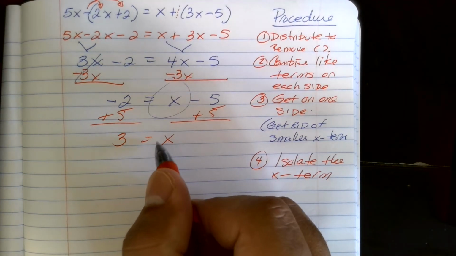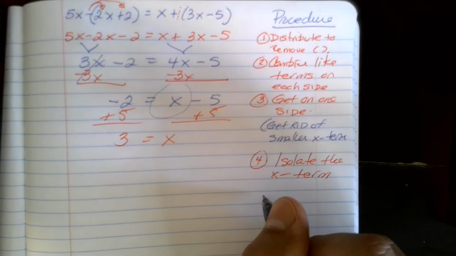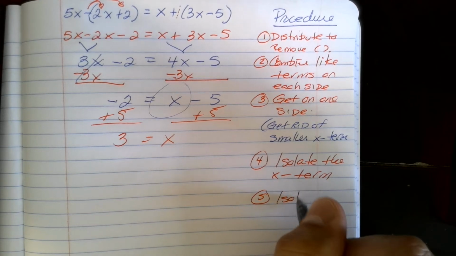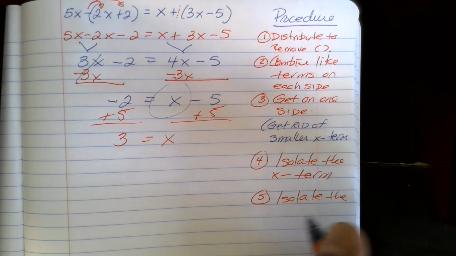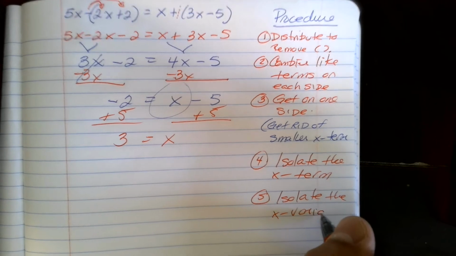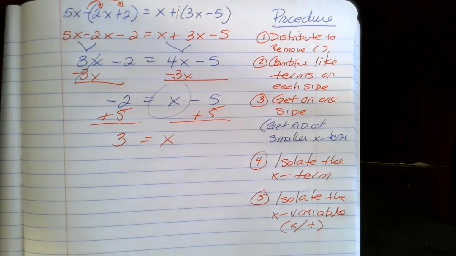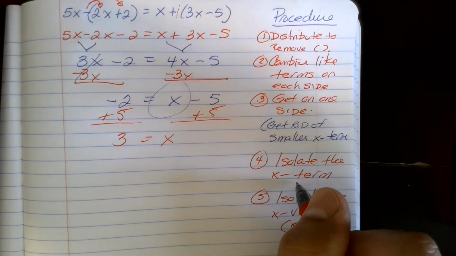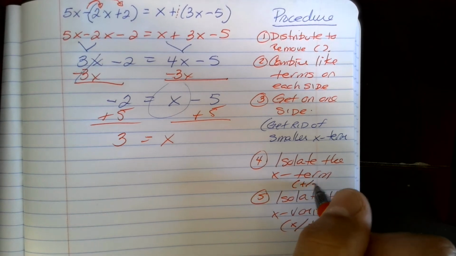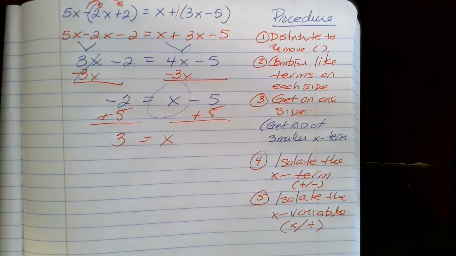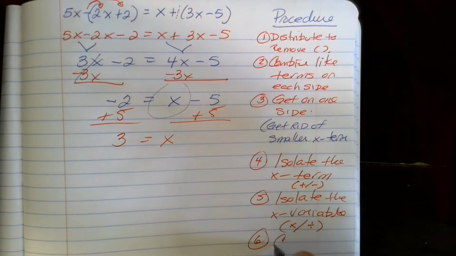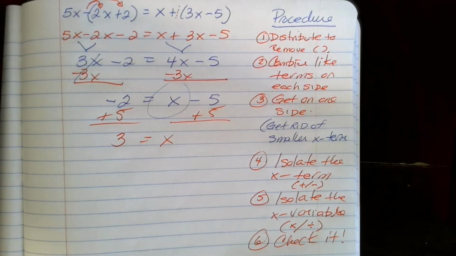If I had a coefficient in front other than 1, I would isolate the x variable, and that's usually by a function of multiplication or division. When I isolate the x term, that's always an operation of addition or subtraction. And then, of course, we could check the solution by substituting it back into the original, which I'll leave for you to do.